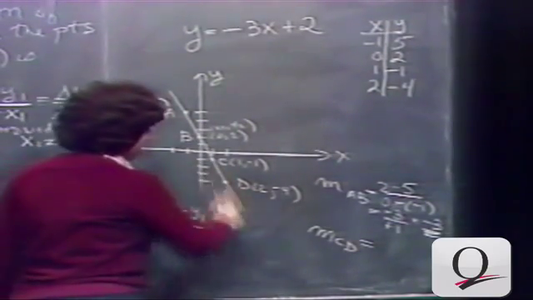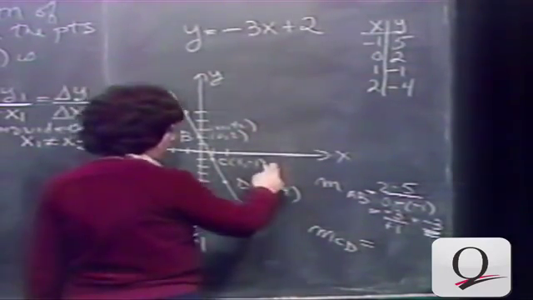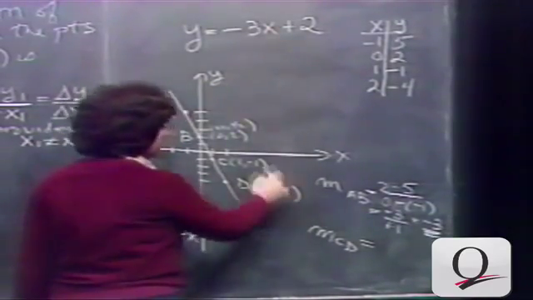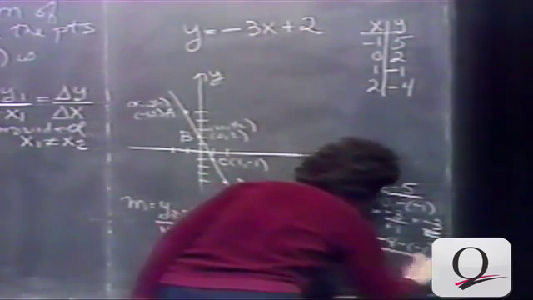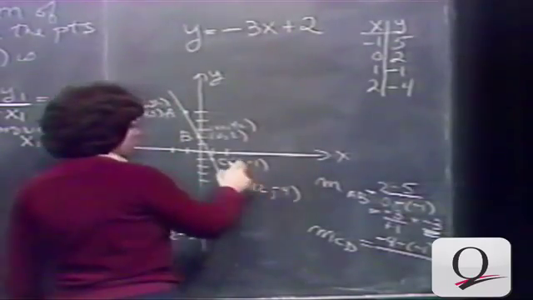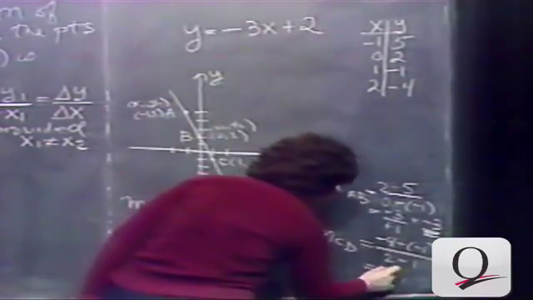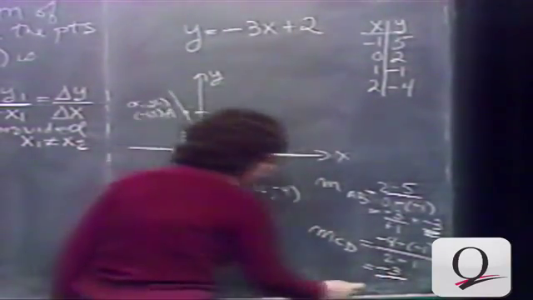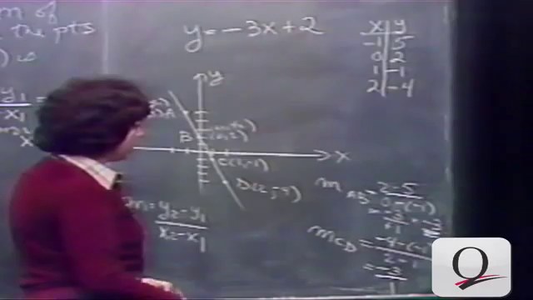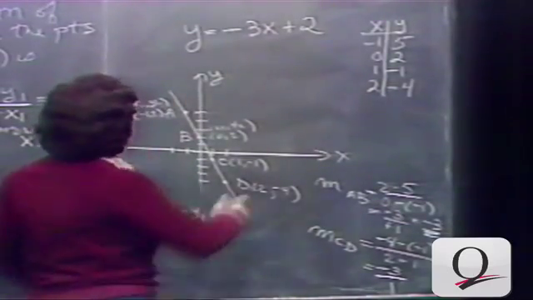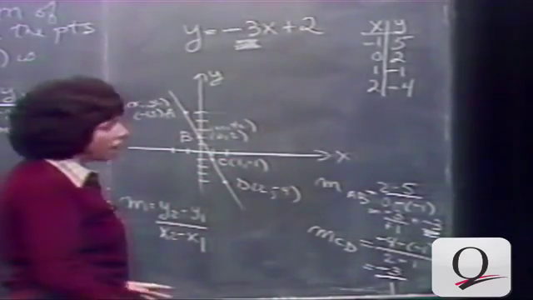Let's work out CD, the slope of this line segment. We could let this be x1, y1, and this x2, y2. So y2 minus y1 will be minus 4, take away minus 1, over x2 minus x1, 2 minus 1. Minus 4 plus 1 is minus 3. 2 minus 1 is 1. And once again, we get minus 3 for the slope. So the slope of this line is minus 3. Notice that minus 3 also appears in the equation of the line. And as I mentioned earlier, this is not a coincidence.